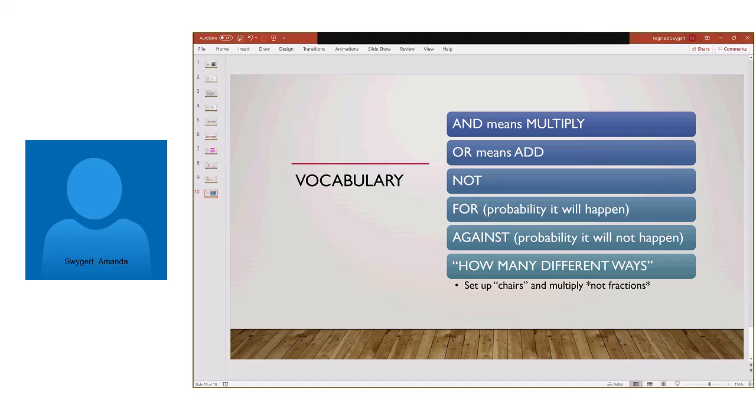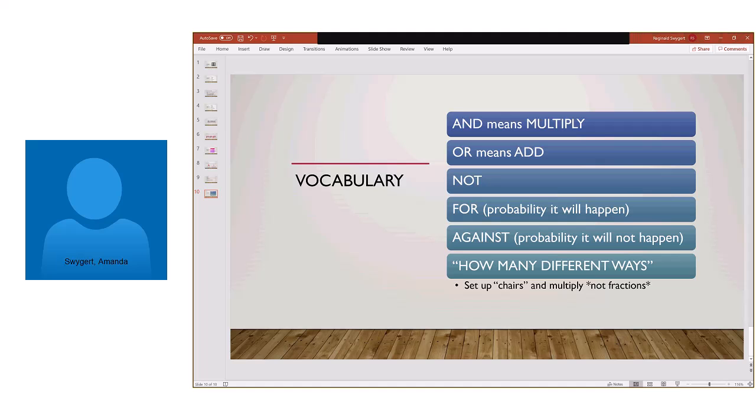All right, so now that you know how to work with those, let's go back and look at where you would use them. So and means multiply. So if they're asking a probability question that has the word and, you would come up with the probability for each one and then multiply the fractions. If they ask you about or, then you're going to come up with the probability for each one and then add the fractions. All right, the nots are a little bit easier. You're just taking the difference.